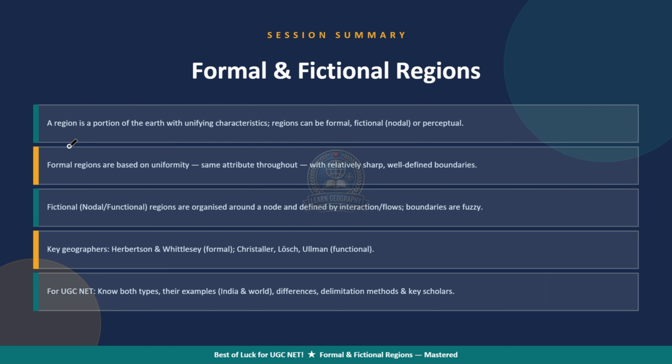Okay, a region is a portion of the earth with unifying characteristics. Regions can be formal, functional or nodal, or perceptual. Formal regions are based on uniformity, the same attribute throughout, with relatively sharp, well-defined boundaries. Functional or nodal regions are organized around a node and defined by interaction or flows. Boundaries are fuzzy. Key geographers: Herbertson and Whittlesey, formal; Christaller, Lösch and Ullman, functional. For UGC NET, know both types, their examples, Indian and world, differences, delimitation methods, and key scholars.